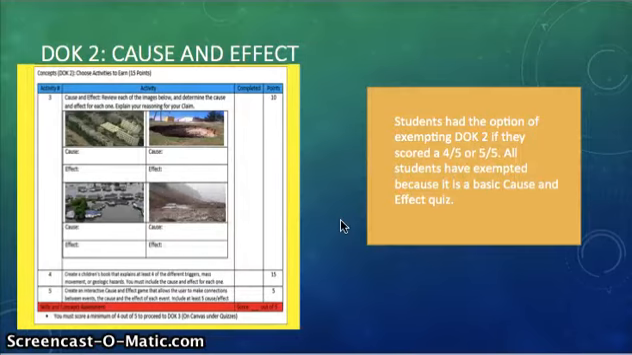This was the cause and effect section. Students had the option of exempting DOK2 if they scored a 4 out of 5 or 5 out of 5 on the DOK2 cause and effect quiz that was located on Canvas. All of my students exempted because it was just a basic cause and effect quiz, but these are the activities where they would have to identify the cause of what's happening in the image and the effect. They had 3 different options here, and they had to earn 15 points.